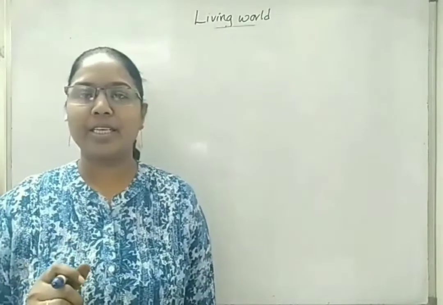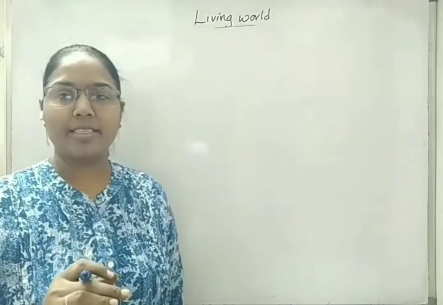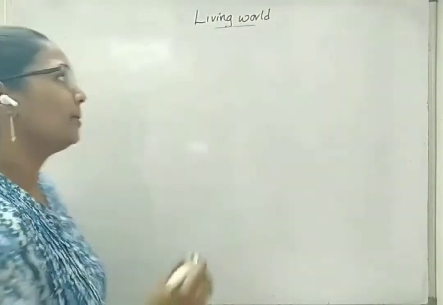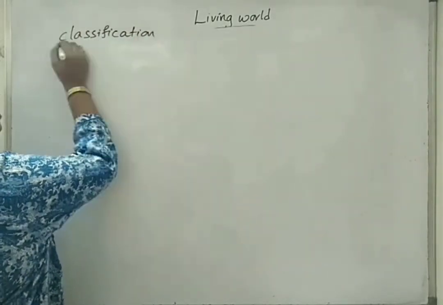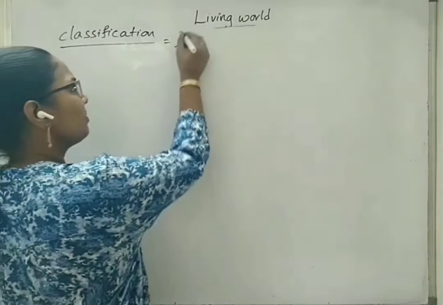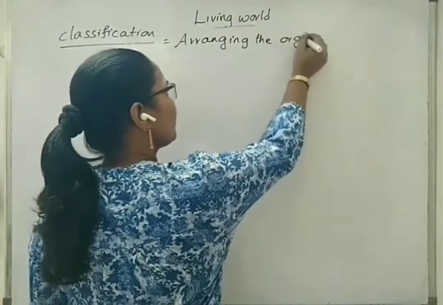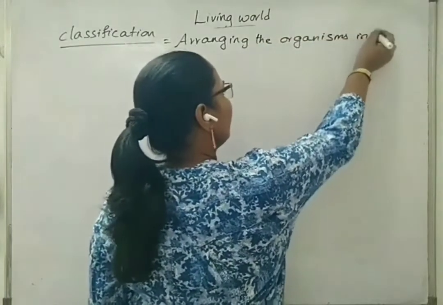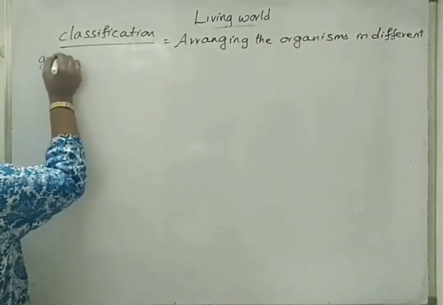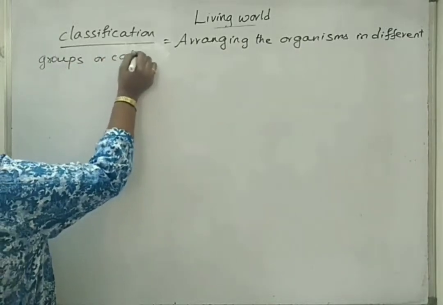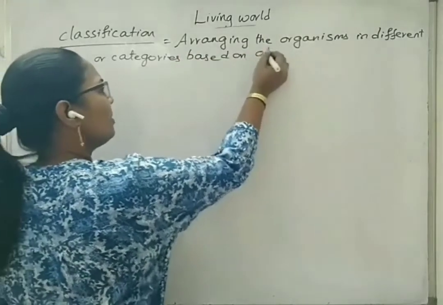Then what is meant by classification? Classification means arranging of the organisms in different categories based on observable characters. Let's see the definition of classification. Classification can be defined as arranging the organisms in different groups or categories based on observable characters.